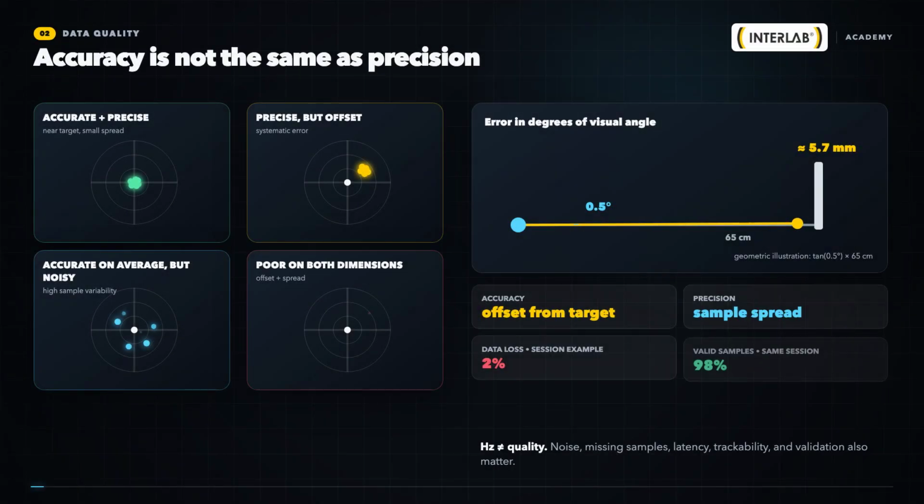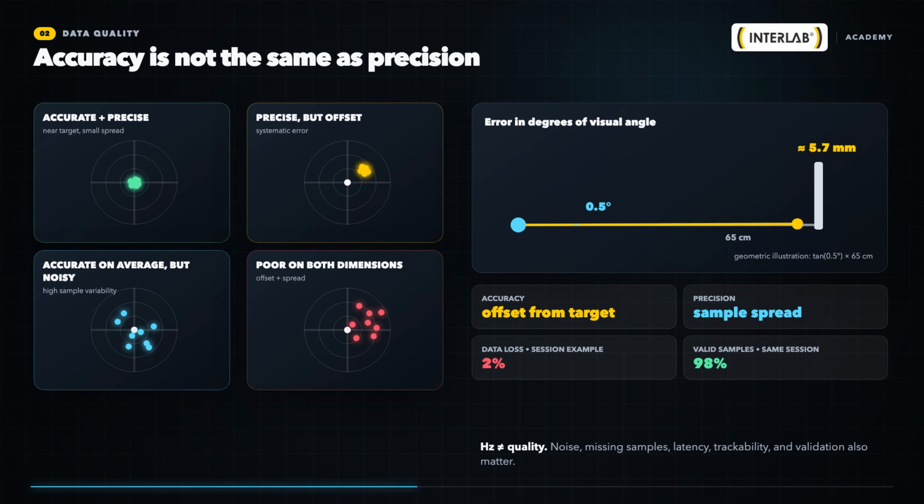Eye tracking quality involves at least 4 separate concepts. The first is accuracy, the distance between where the participant is actually looking and the point recorded by the device. The second is precision, the spread of consecutive samples while gaze remains on the same location. A system may have high precision but poor accuracy. The sample cluster is tight, but it lands away from the target. The opposite is also possible. The average falls on the target, while individual samples are noisy and widely dispersed.